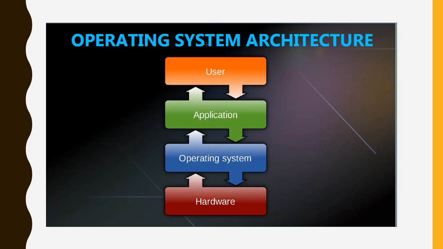Next is the operating system architecture. See its architecture: the user gives information to the application, and the application also gives information to the user. The user gives information to the application, then the operating system, then hardware. After hardware, the information moves to the operating system, then application, then user. Input is done first to the application, then the operating system, then hardware. After that, the same process is reversed. This is your operating system architecture.